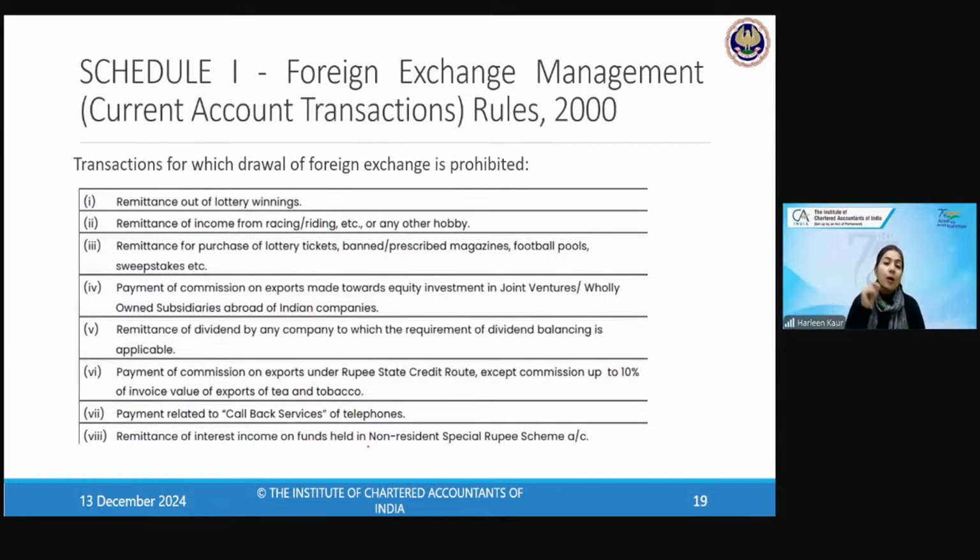So if you say that now you want to pay commission on such exports, first, you did not get any money in India. You have exported the goods as an equity investment. You are not getting any money in exchange for these exports. Now you want to pay commission on such exports. So law says it is strictly prohibited. If you are sending your goods as an equity investment to your own wholly owned subsidiary or joint venture, then you cannot pay commission on such kind of exports.